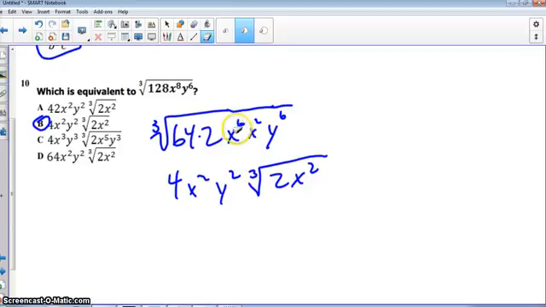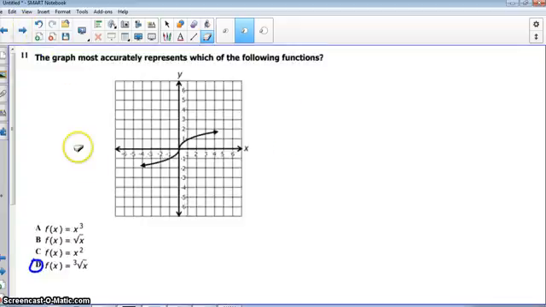X to the 6th in a cube root is like x to the 6 divided by 3, which is x squared. Notice I made this 8 into a 6 and a 2 because I wanted multiples of 3. And then y to the 6, that is a multiple of 3, so it pulls out as a y squared also. This is your final answer.